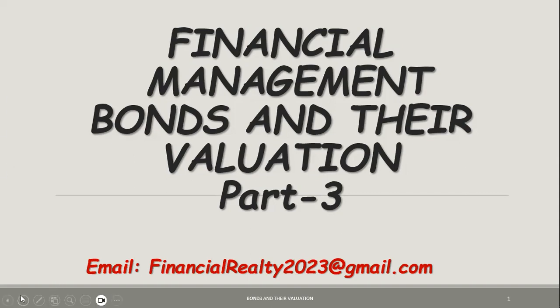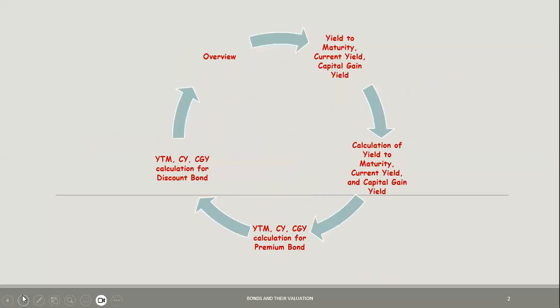In this session, we are going to cover yield to maturity, current yield, capital gain yield, and the calculation of yield to maturity, current yield, and capital gain yield. On the other side, we will calculate them for a premium bond, and thereafter for the discount bond, and their overview.